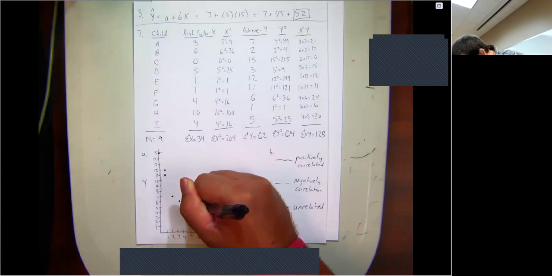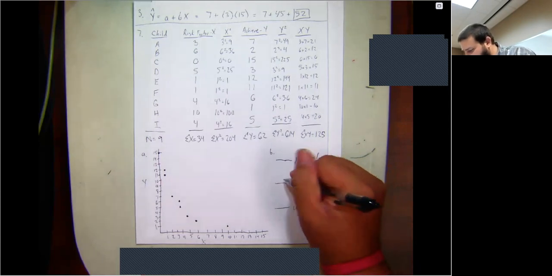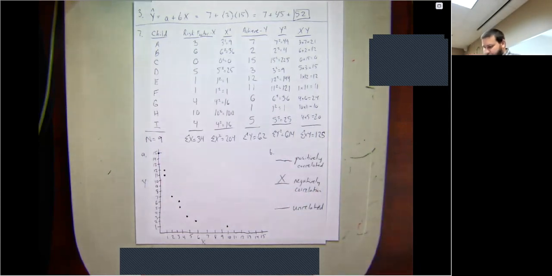Now, had I drawn these to scale, these would be a little straighter, but it's pretty clear that this data slopes down and to the right, so negatively correlated.